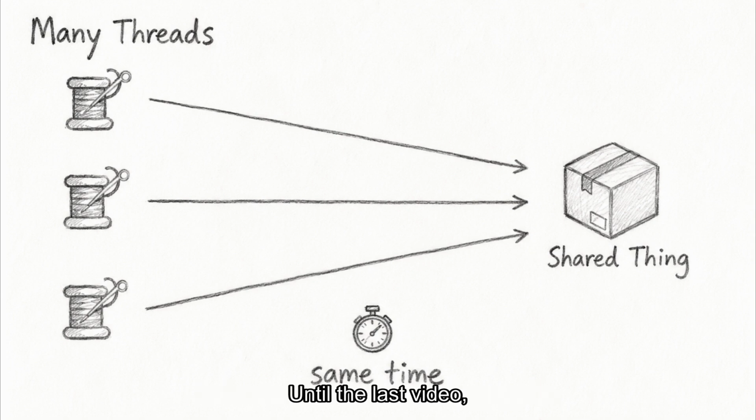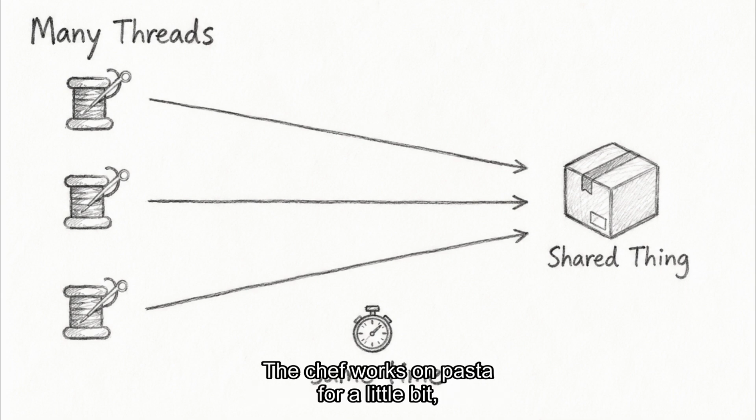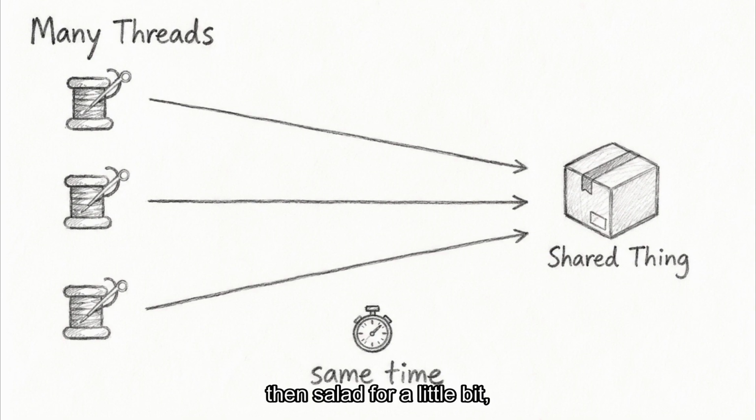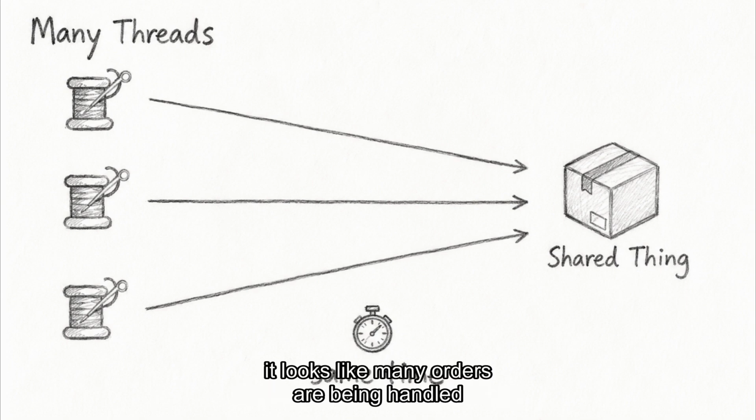Until the last video, I imagined one chef handling many orders by switching between them. The chef works on the pasta for a little bit, then the salad for a little bit, then the steak for a little bit. Because of this fast switching, it looks like many orders are being handled at the same time.